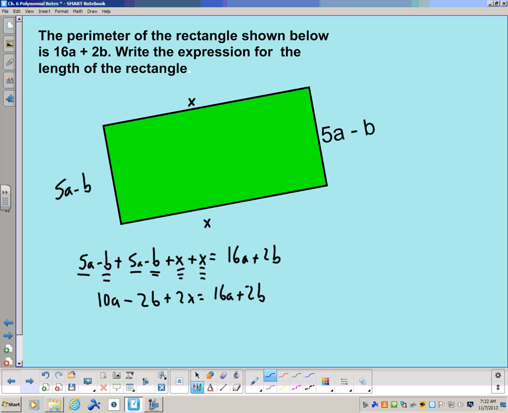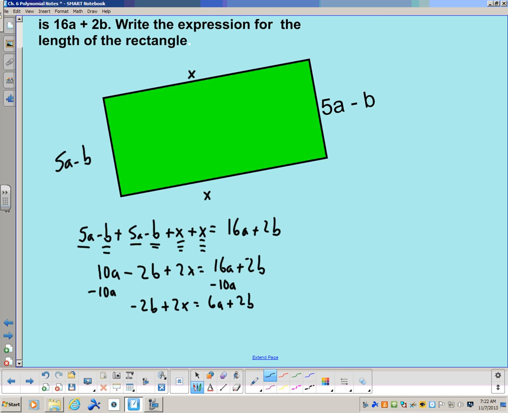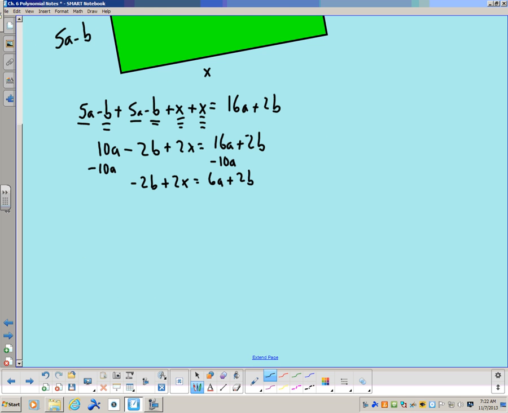And again, we're trying to solve for x, so we want to bring everything over on the right-hand side except that 2x. So I'm going to do that. I'm going to subtract 10a from both sides. So we end up with negative 2b plus 2x equals 6a plus 2b. And now I'm looking at this as well, still trying to solve for x. So I need to get rid of this negative 2b. I have to do the opposite, which is add. So I'm going to add 2b to both sides. When I do that, I get 2x equals 6a plus 4b.